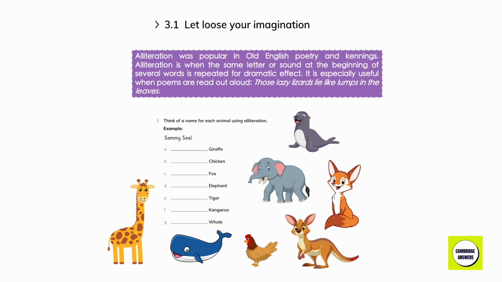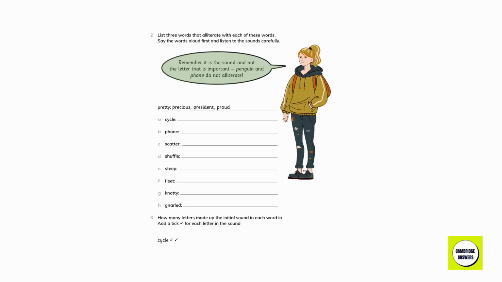Those lazy lizards lie like lumps in the leaves. Think of a name for each animal using alliteration. For example, Sammy, seal. Gina, giraffe. Charlie, chicken. Freddie, fox. Eddie, elephant. Tommy, tiger. Kenny, kangaroo. Wally, whale.